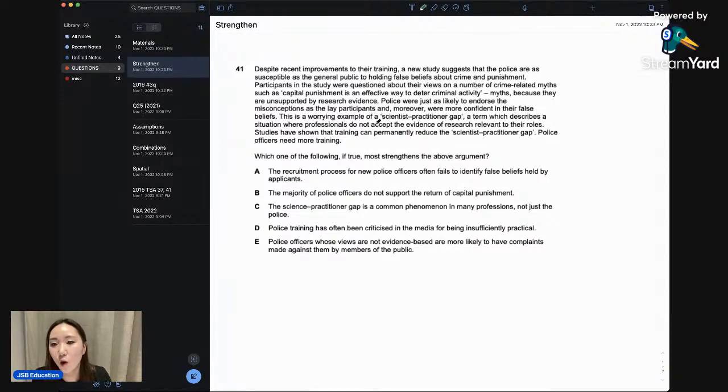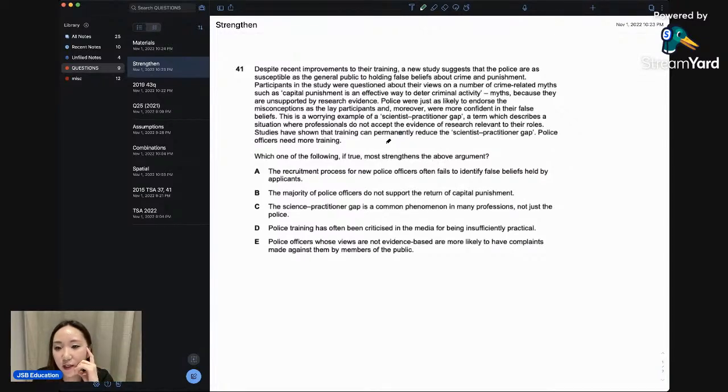So this is a worrying example of a scientist-practitioner gap. This scientist-practitioner gap that they've said here is just a definition of what they've just talked about, which is that police are believing these myths, they're endorsing these misconceptions, and they're confident. That's this gap here because it's based on nothing. And what follows is just explaining whatever this example was a bit more succinctly.